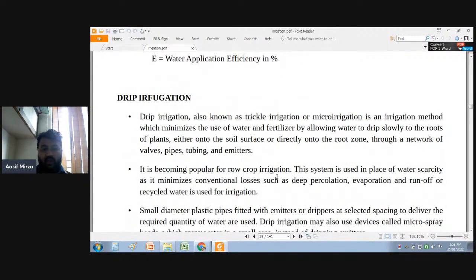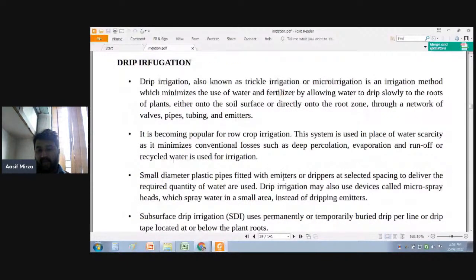Now it is becoming popular for row crops irrigation. This system is used in places of water scarcity as it minimizes conventional losses such as deep percolation, evaporation, and runoff, or recycled water is used for irrigation. Small diameter plastic pipes fitted with emitters or drippers at selected spacing to deliver the required quantity of water are used.